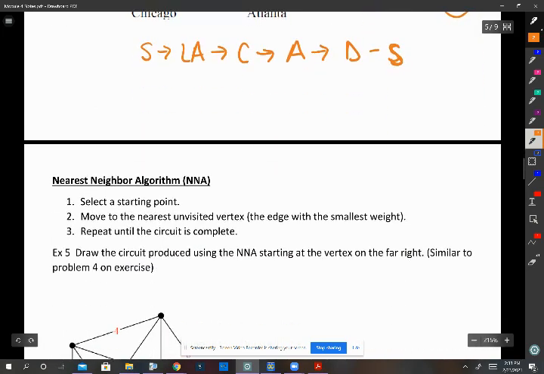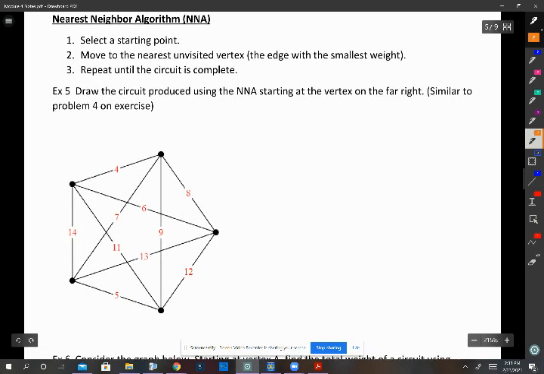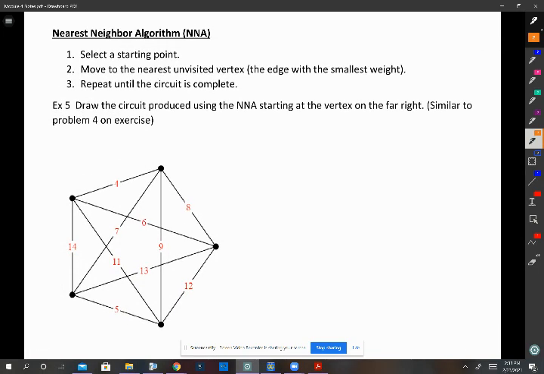As we look at the first algorithm that we're going to talk about, the first algorithm is called the nearest neighbor algorithm, which is basically what we just did. We select a starting point, which they will give us, and then we move to the nearest unvisited vertex with the smallest weight. And then we repeat it until it's complete. And so usually what I do is I just draw my dots from where they are. So you'll notice that we have 5 dots. And it tells us that we're going to start at the far right. So our furthest right dot is this one or this one. Those are the ones that coincide with each other.